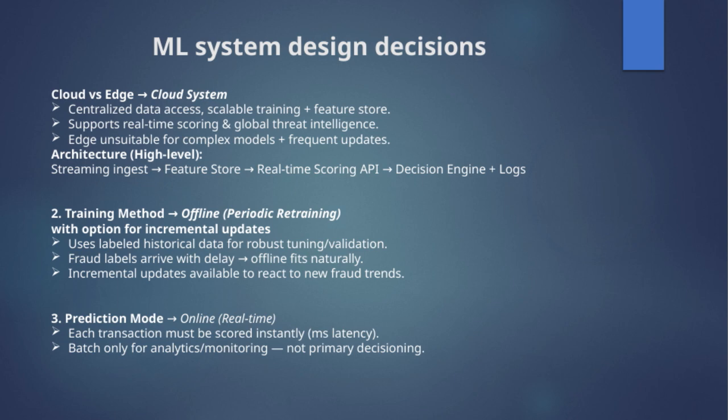Finally, in prediction mode, we focus on online, real-time scoring. Each transaction needs to be scored instantly, often within just milliseconds, to ensure a seamless user experience and timely fraud detection. We reserve batch processing for analytics and monitoring, not for making primary decisions. This setup ensures our ML system is optimized for speed and accuracy, supporting the overall goal of proactive fraud prevention.